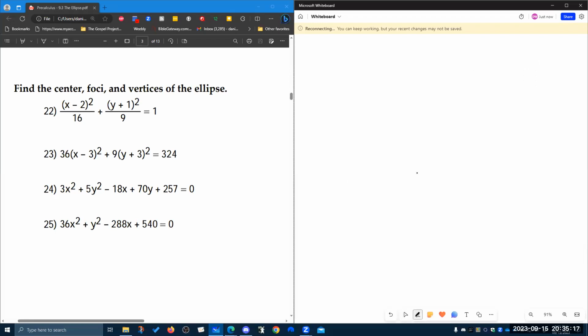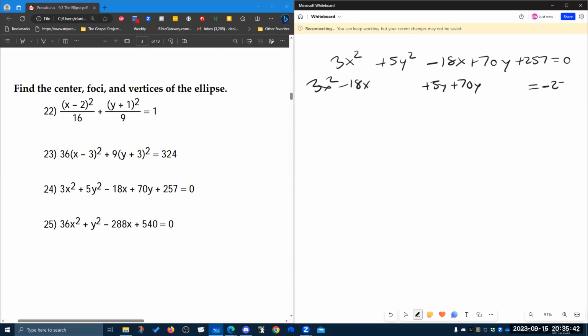Now we're going to have 3x squared plus 5y squared minus 18x plus 70y plus 257 is equal to 0. Let's get our x components together. Let's get our y components together. And let's get our constant over to the other side of the equation so that this is set up for us.